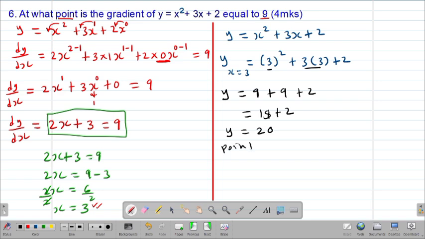Therefore, a point is always given by (x, y). So my point will be equal to, the value of x was 3, so this will be 3, comma, my value of y is 20. Therefore, through the point (3, 20), the gradient of this particular curve will be equal to 9.